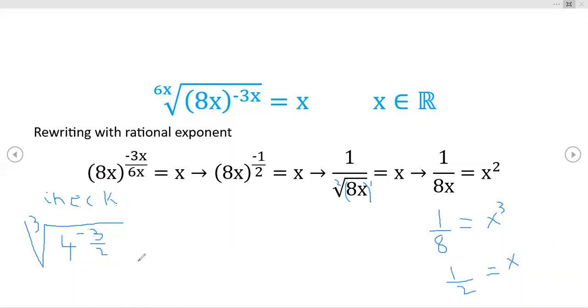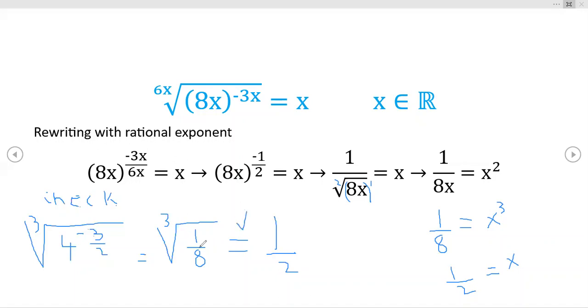Now, right here, this negative exponent means the same thing. It means 1 over all that, but that would be 1 over the square root of 4 cubed. So this actually gives us the cube root of 1 over 8, which is certainly equal to 1/2. And so we can put a check mark.